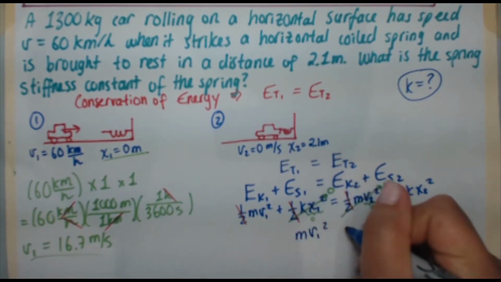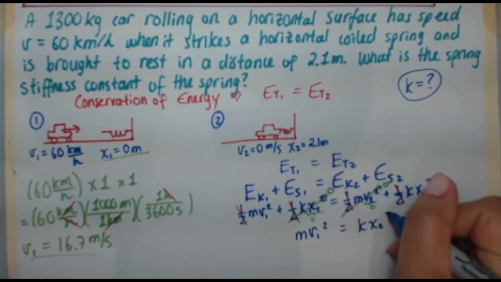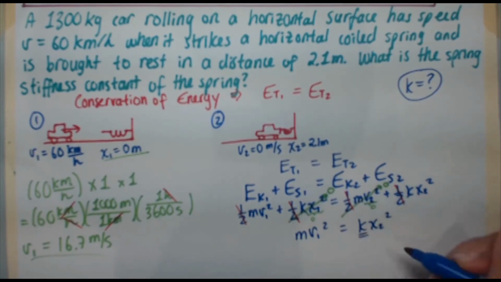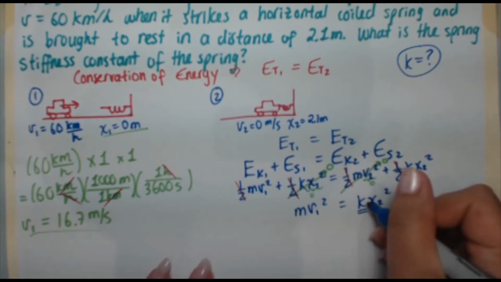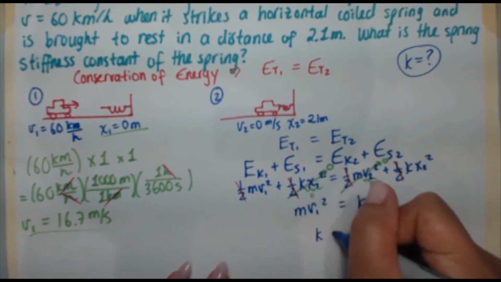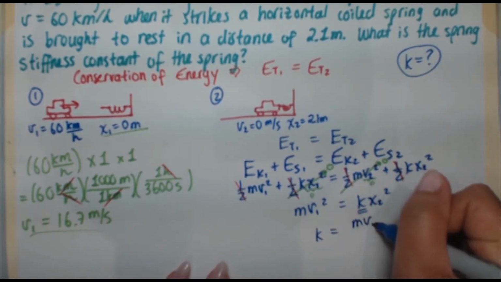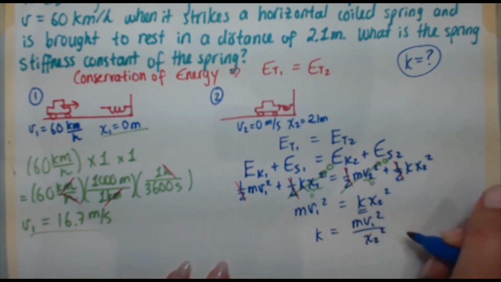So look, you went from something so long to this. Now you're left with mv1 squared equals kx2 squared. And all you need to do is find k. So I'm going to divide both sides by x2 squared. And I'm going to bring the k to the left just so it looks a bit neater. K is equal to mv1 squared over x2 squared.